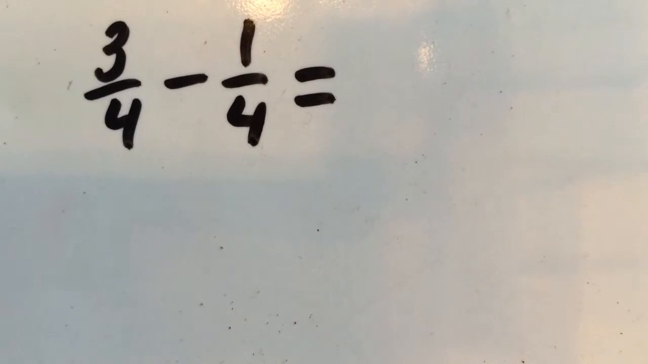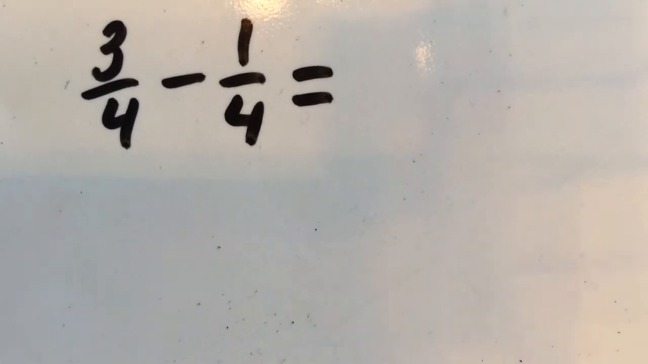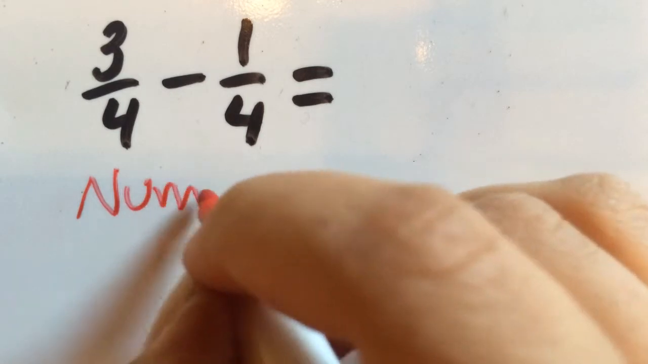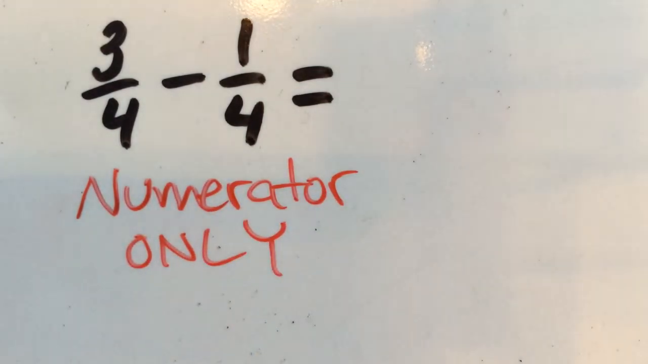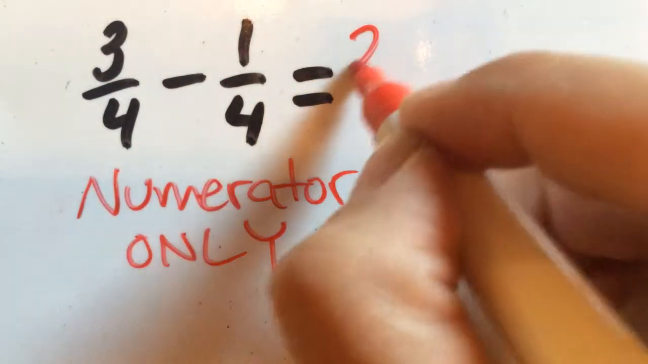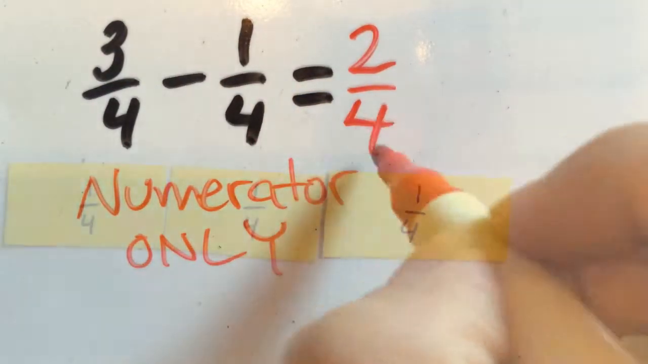Now let's talk about subtracting fractions. Subtracting fractions is similar to adding fractions because when we have a common denominator already, we only need to worry about subtracting the numerators. In this case, 3 minus 1 is 2. So 3/4 minus 1/4 is 2/4.